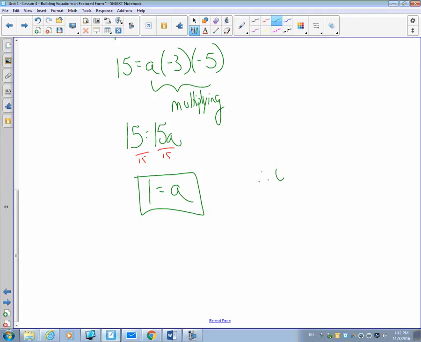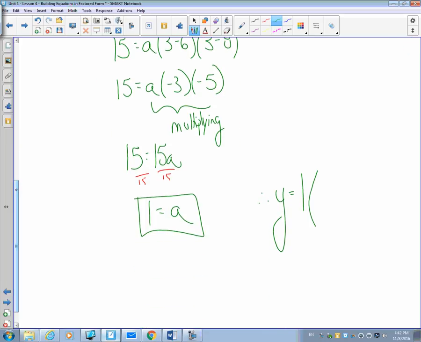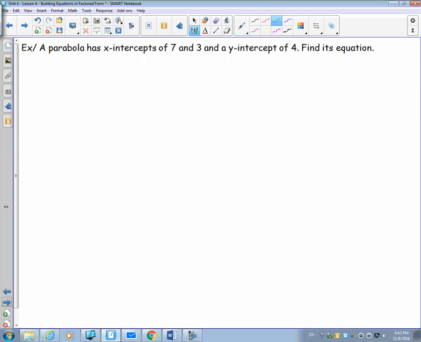Write down our equation. y equals a, which is 1, bracket x minus s. We figured out our zeros were 6 and 8. Fill them in. There's the equation for your quadratic. Okay. You can try the next one. Pause it. See if you can figure it out. See if you can get the equation for me.